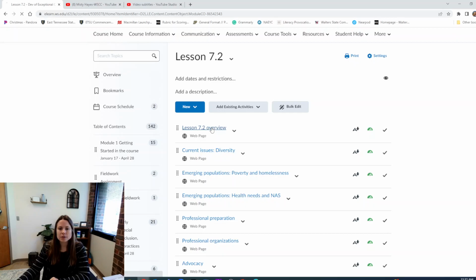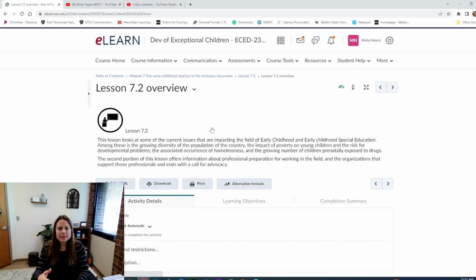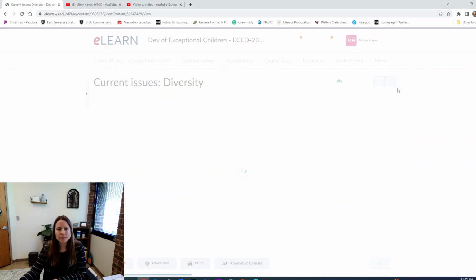So now 7.2. In this, we're going to switch roles a little bit deeper, right? So we're looking at children who are maybe on the poverty level, so maybe more of a socioeconomic status. And we're looking at these children and the risks of developmental problems that they have or could have. Okay, so this is going to talk about homelessness, those who are exposed to drugs, poverty, those sorts of things, and how they play a part in the child's development.